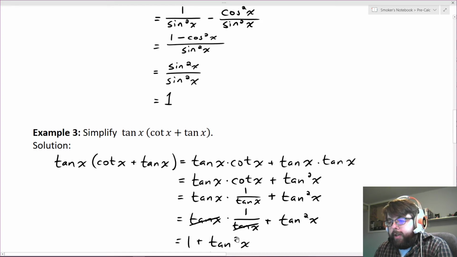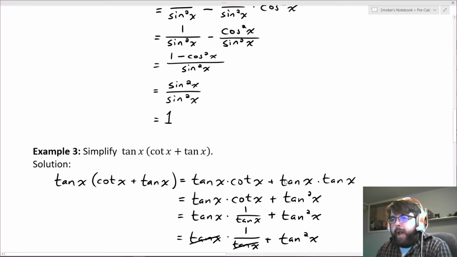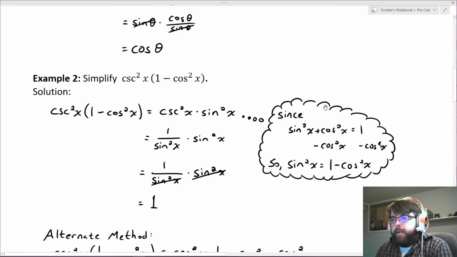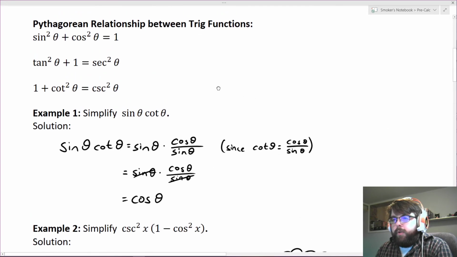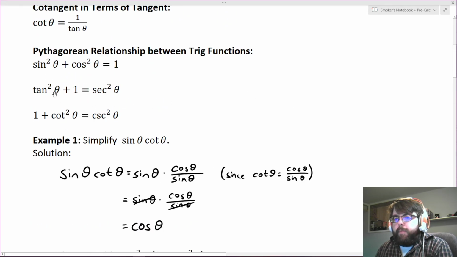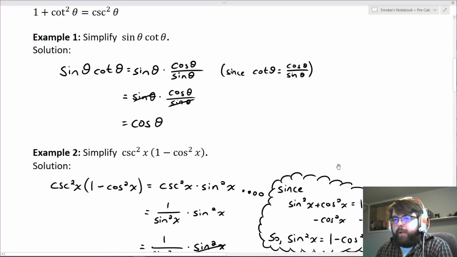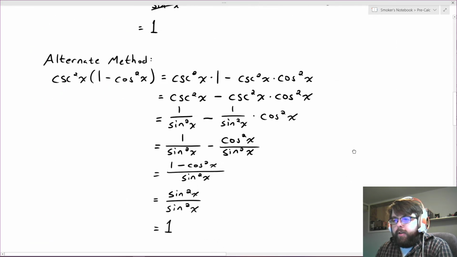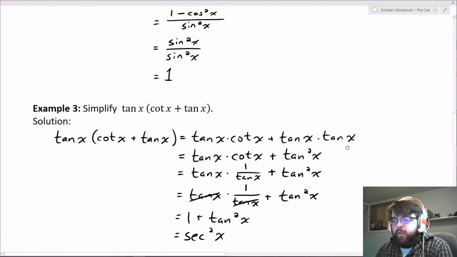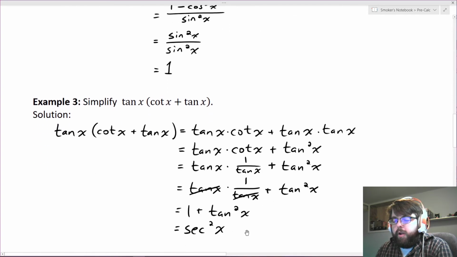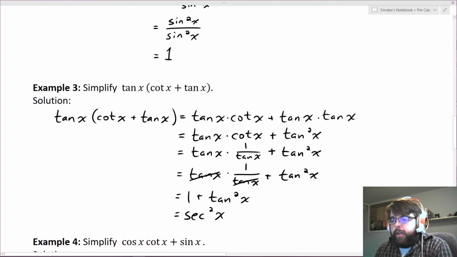And I have a squared now. Whenever you see a trig function squared, you might want to think Pythagorean identity. So if I go back up to these Pythagorean identity relationships, I have tangent squared plus 1, and I got 1 plus tangent squared. Going back down here, those are the same thing, so I can change that to secant squared. I have it down to 1 trig function. We can't get rid of the squared, but we got it down to 1 trig function. Okay, cool.